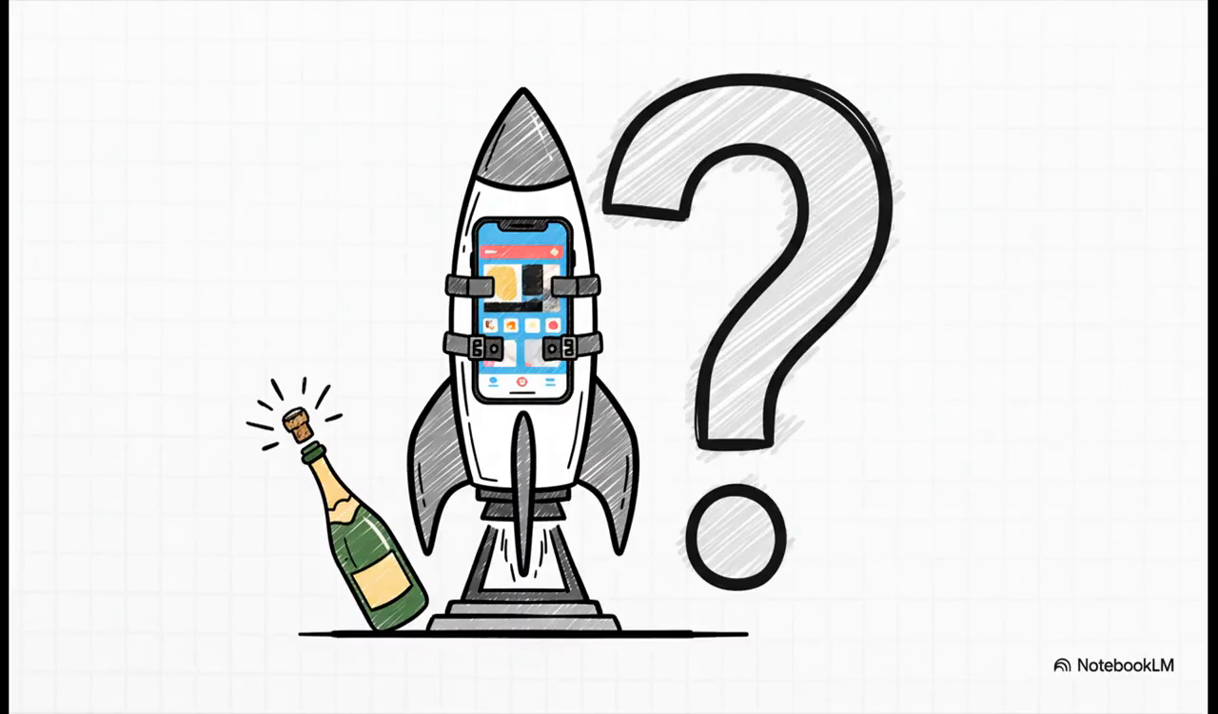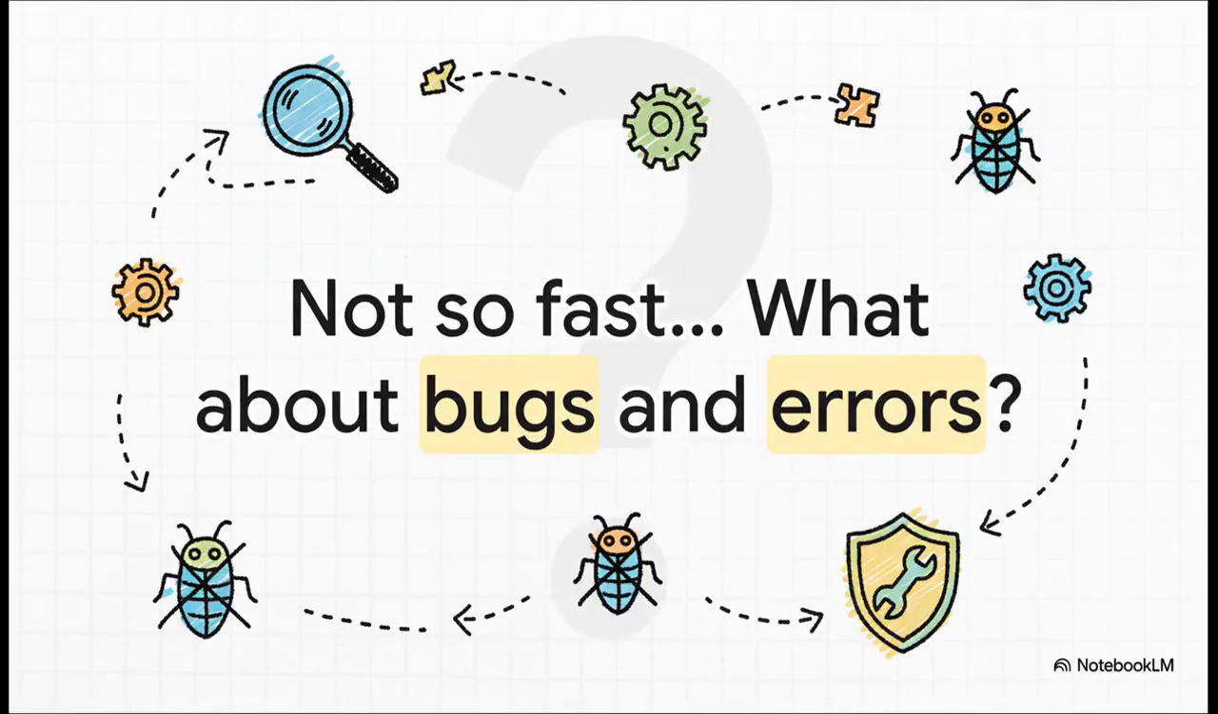Okay, so the code is written. The app exists. Alex's online store is finally built. We can pop the champagne and launch this thing to the world. Right? Can't we? Not so fast. A new building needs a complete inspection before anyone can move in, yeah? Well, it's the exact same thing for software. It has to be checked for bugs. You know, those sneaky little errors in the code that can cause anything from a tiny glitch to a massive crash.